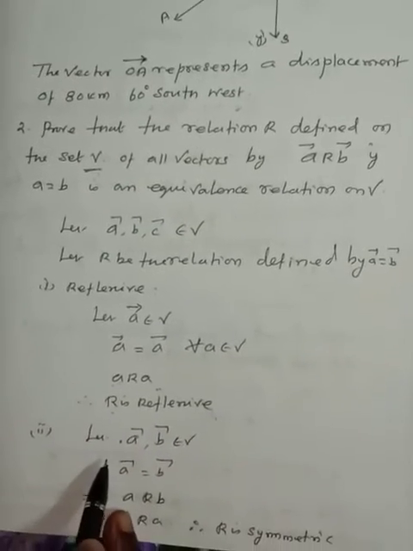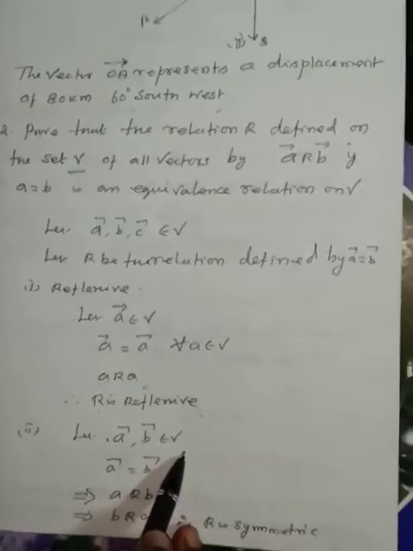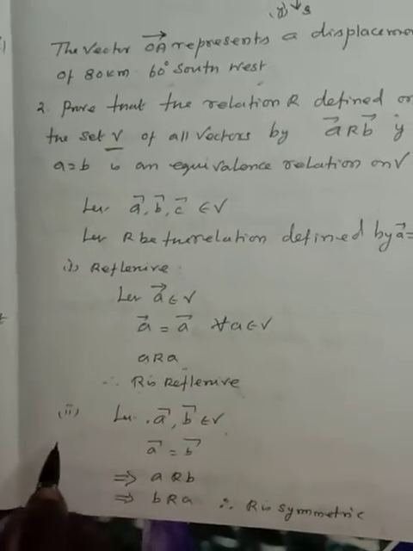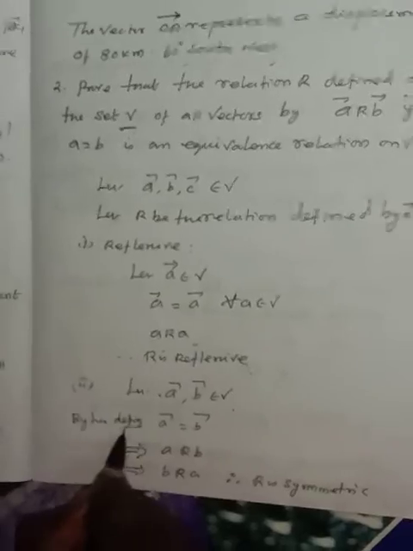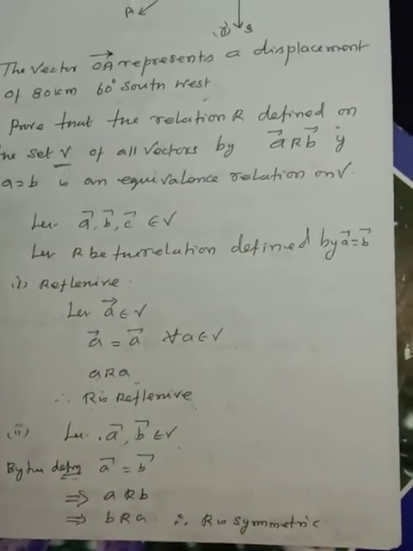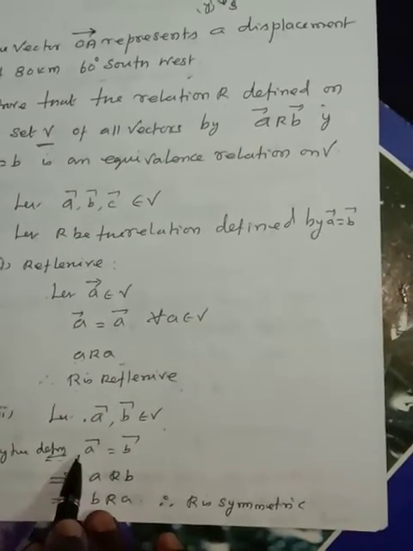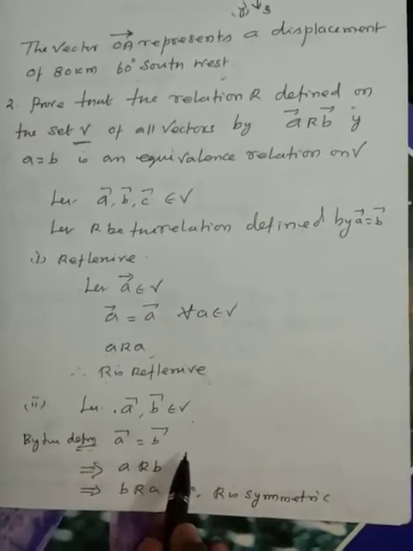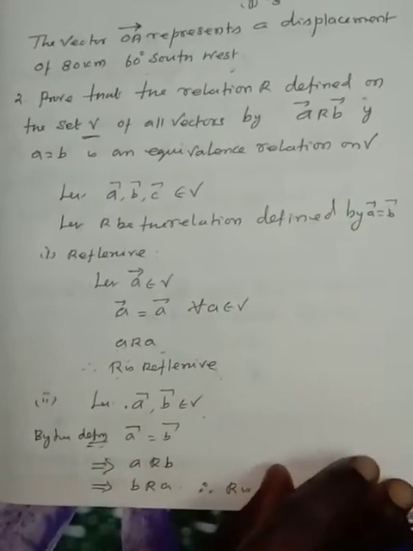Number 2, symmetric. Let vectors A, B belong to V. By the definition, vector A is equal to vector B means A is related to B. Vector A is equal to vector B. This means that vector B is equal to vector A. So B is related to A. Therefore, the relation R is symmetric.